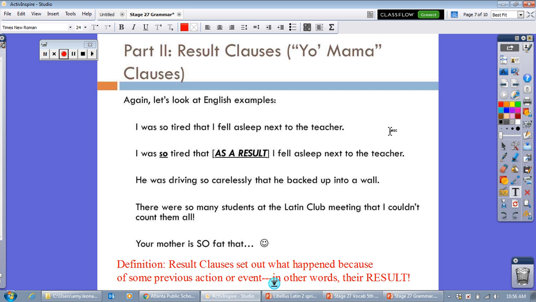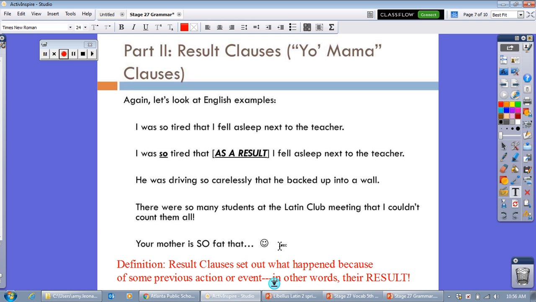You probably see where we're going with this. He was driving so carelessly that he backed up into a wall. Oh, goodness. There were so many students at the Latin Club meeting that I couldn't count them all. Oh, wouldn't that be great? And then you can see why these are called yo mama clauses.